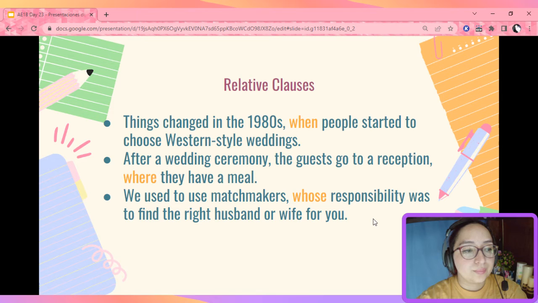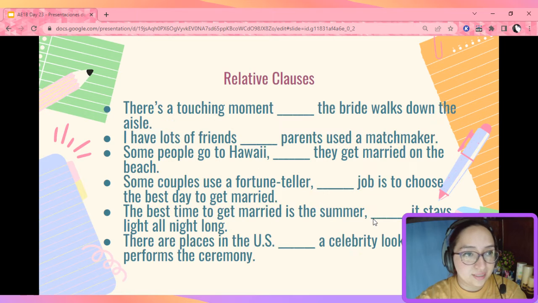Let's look at the last one. We used to use matchmakers, whose responsibility was to find the right husband or wife for you. Who was the responsibility of? The matchmakers, right? It's like a possession. It's not related to the person itself. So let's go ahead and practice.